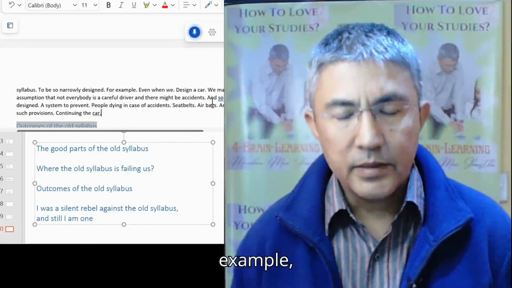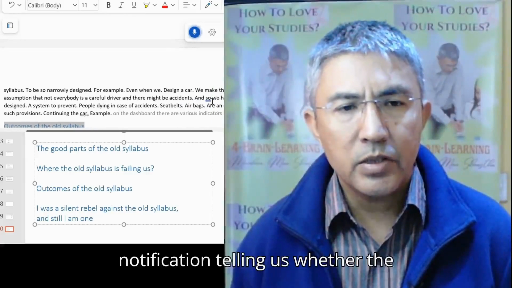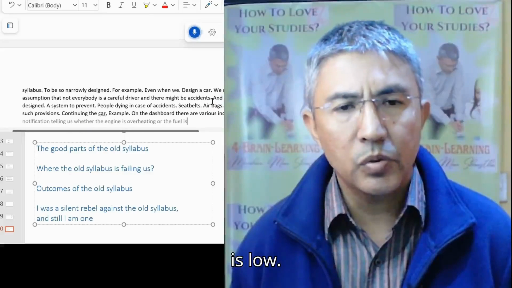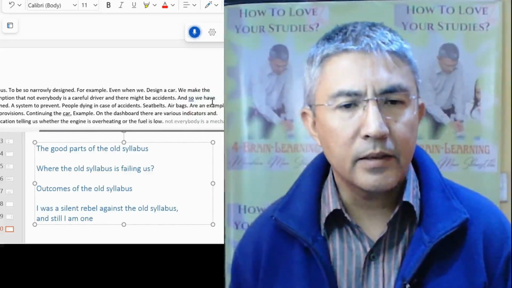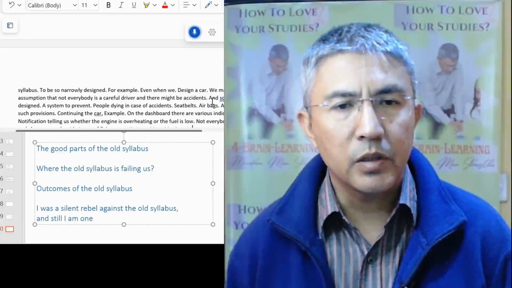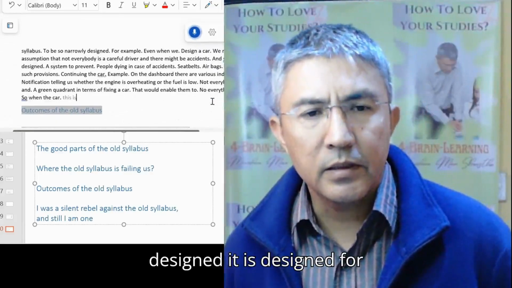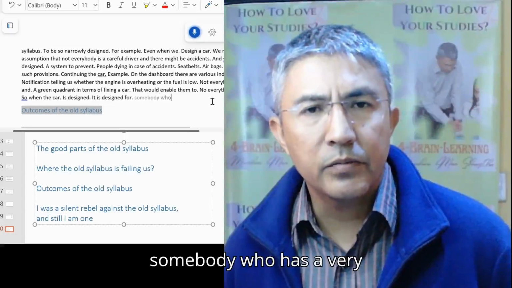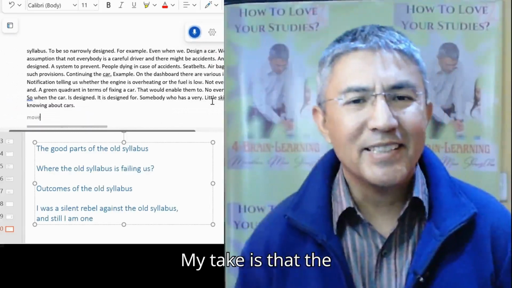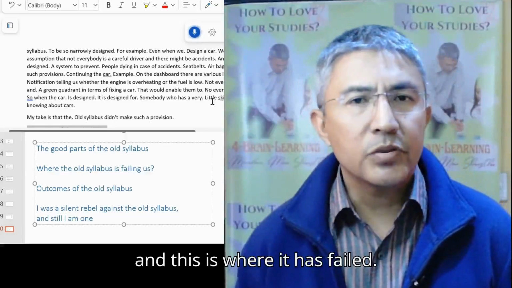Continuing the car example, on the dashboard there are various indicators and notifications telling us whether the engine is overheating or the fuel is low. Not everybody is a mechanic, or a blue quadrant in terms of fixing a car, that would enable them to know everything about driving. So when the car is designed, it is designed for somebody who has very little skill in fixing cars and knowing about cars. My take is that the old syllabus didn't make such a provision, and this is where it has failed.